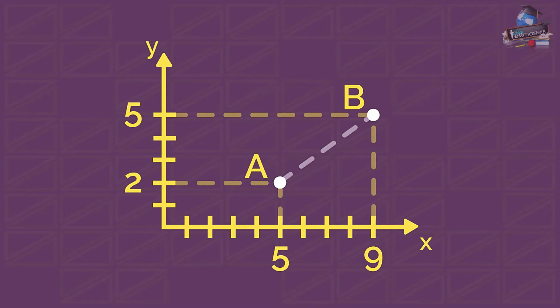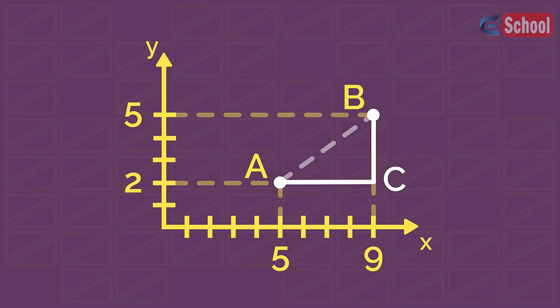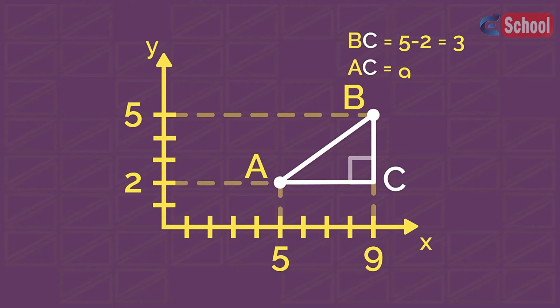The problem is that we don't know how to count distance diagonally yet, only using axis. But Pythagoras Theorem can fix that. First, let's find horizontal and vertical distances between the 2 points. We need 2 additional lines for that. Let's name the intersection point C. The angle ACB is the right angle or 90-degree angle. So BC equals 5 minus 2, which equals 3, and AC equals 9 minus 5, which is equal to 4.